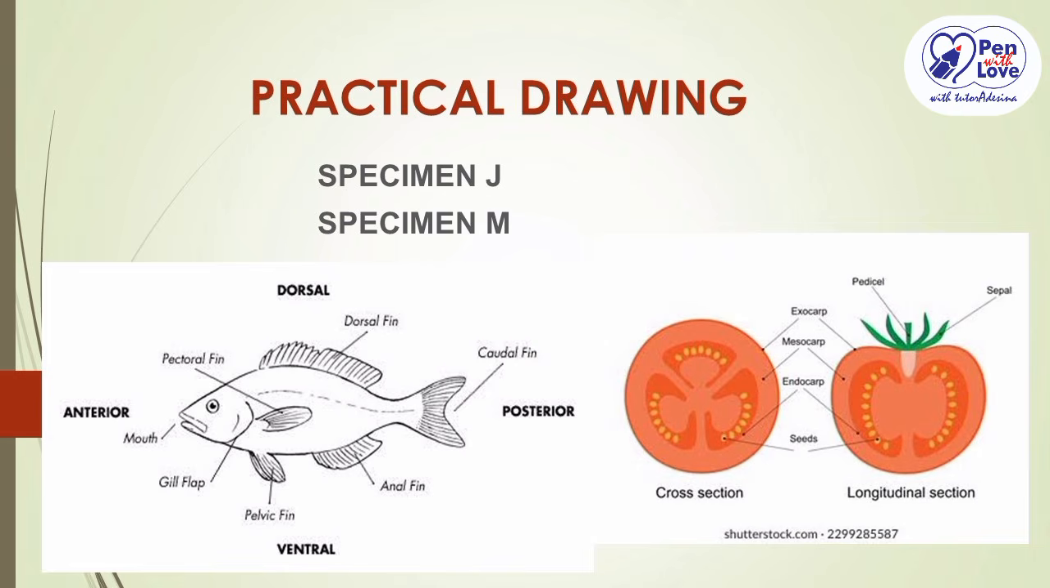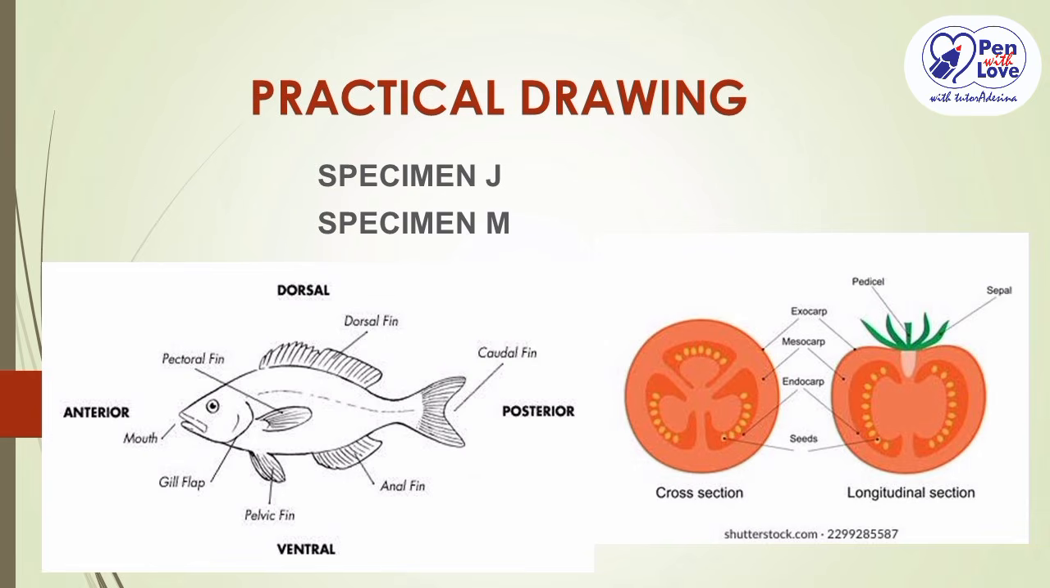Then specimen M, the tomato fruit: you can be asked to draw a longitudinal section, which you are seeing on your screen. And they can also ask you to draw a cross section, which is known as the transverse section. So you can look at this diagram to study what to draw. Mind you, no shading in biology drawing.